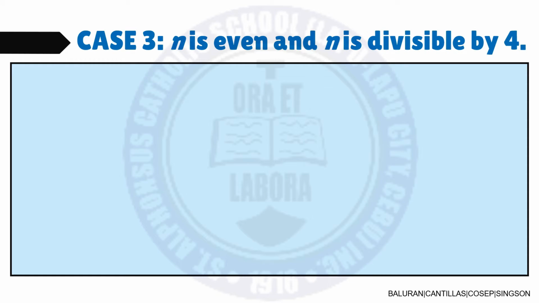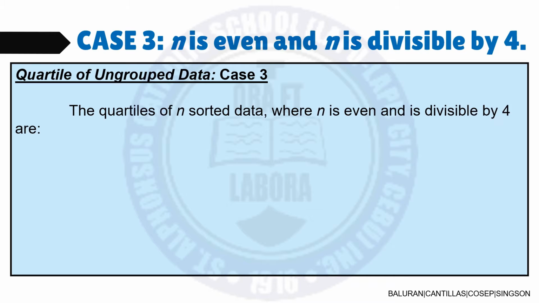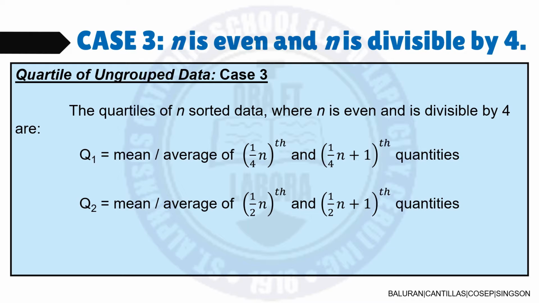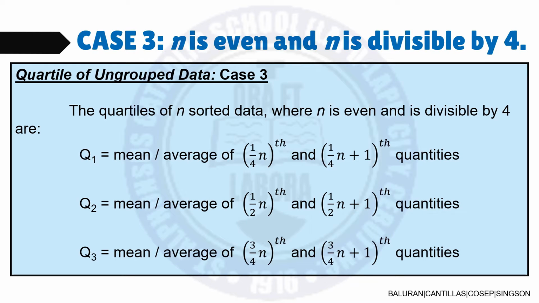So for case 3, we will be using case 3 if n is even and it is divisible by 4. So the quartiles of n sorted data where n is even and it is divisible by 4 are the following. These are the formulas in finding the quartiles of the ungrouped data for case 3.